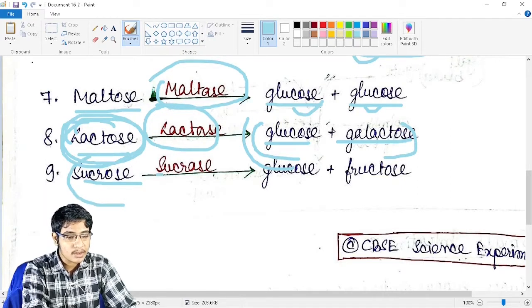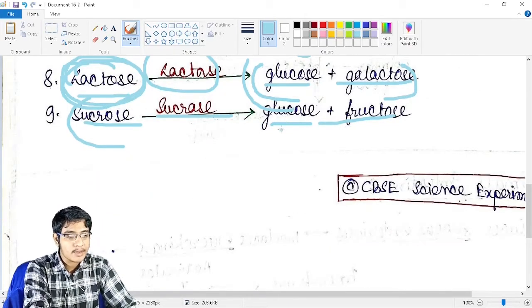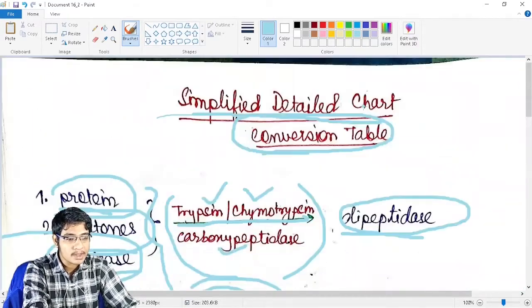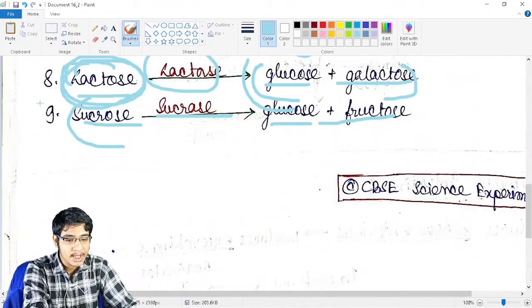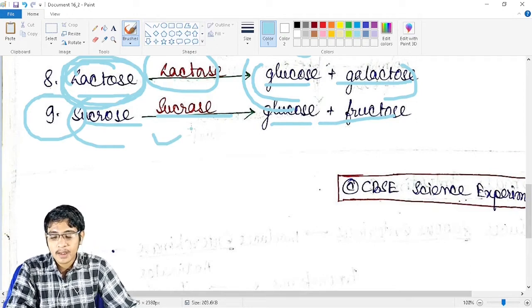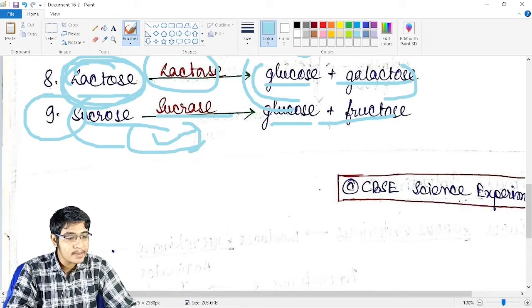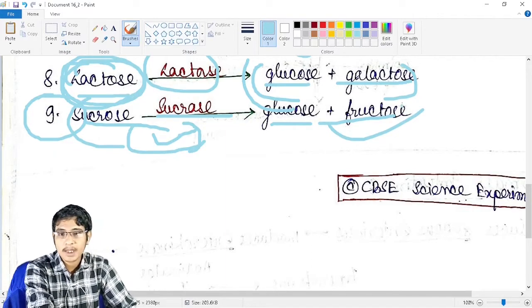Sucrose comes in contact with sucrase and forms glucose plus fructose. You have to remember these simple conventions. Nine conventions are there, and you need to remember them. Those who are reading in ICSE, for them it was given in class 9, but those who are reading in CBSE, they have to remember it now because it may come in NEET.